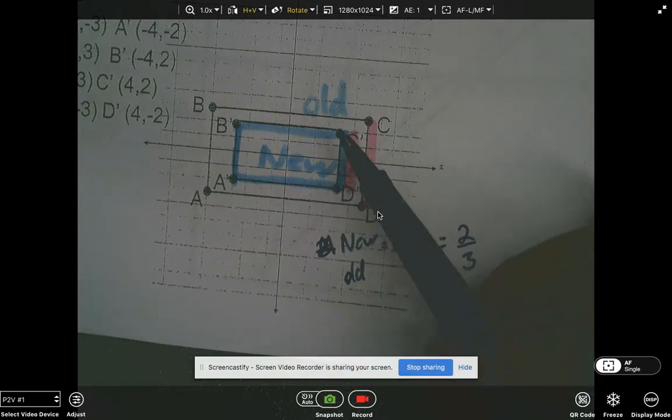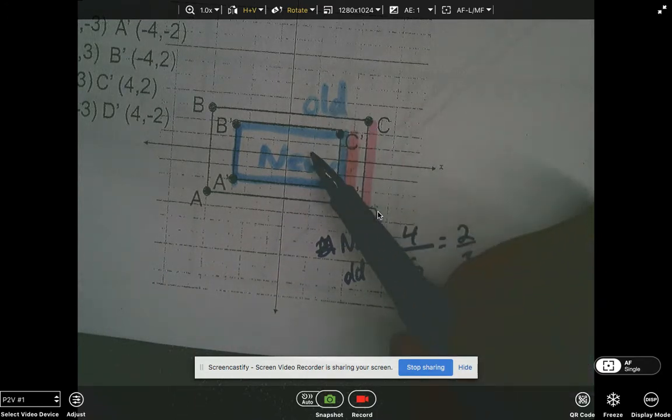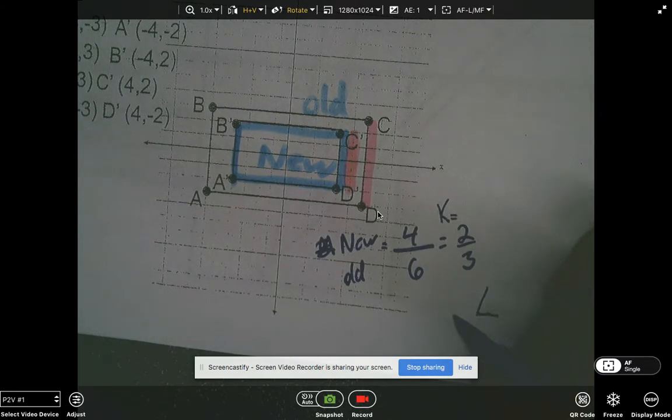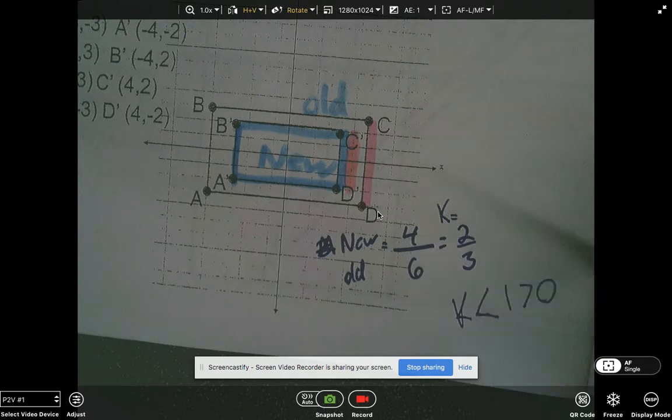And let's ask ourselves if this makes any sense. Old to new looks like it's getting smaller. And here our scale factor, k equals 2/3. That is less than 1, so our k here is less than 1. It's, of course, greater than 0. So this does make sense.